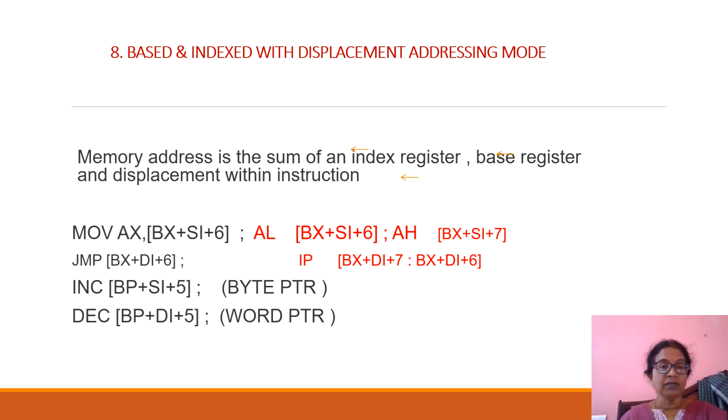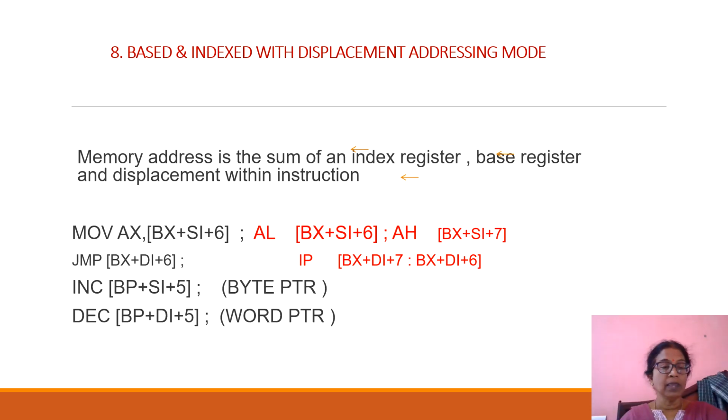Based and indexed with displacement. Displacement is nothing but a number. For example, MOV AX, [BX plus SI plus 6]. 6 is the displacement. BX is a base register, and we can use either BX or BP. SI is the index register, and we can use either SI or DI. 6 is the displacement.